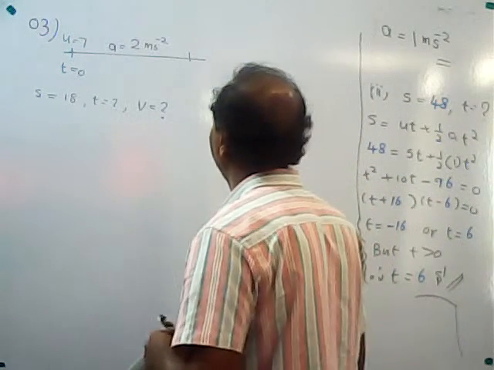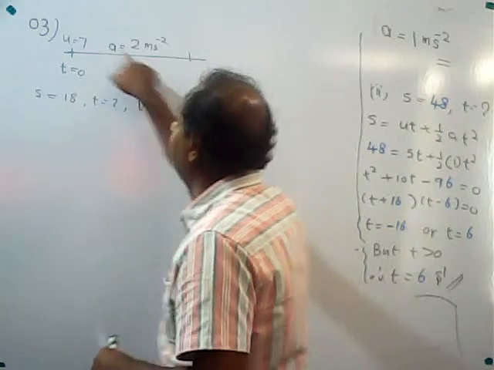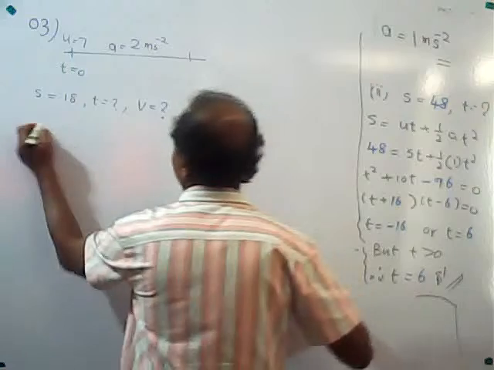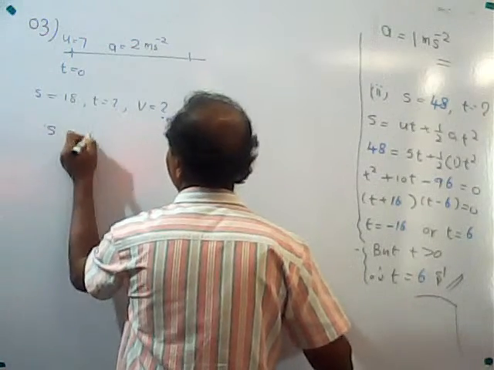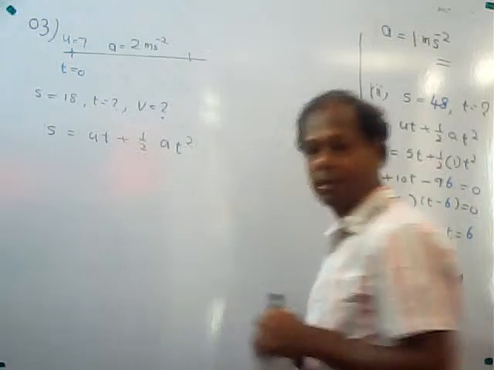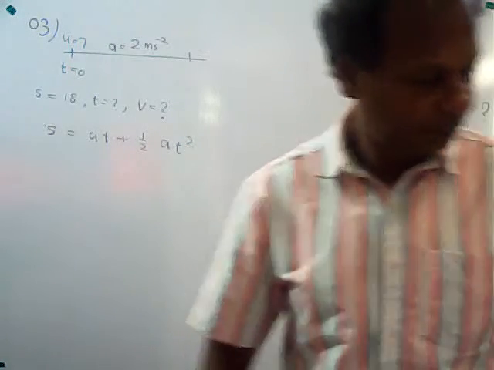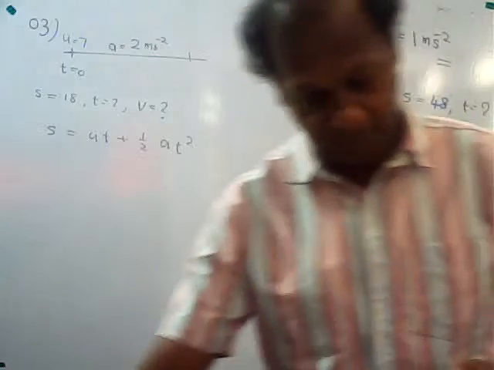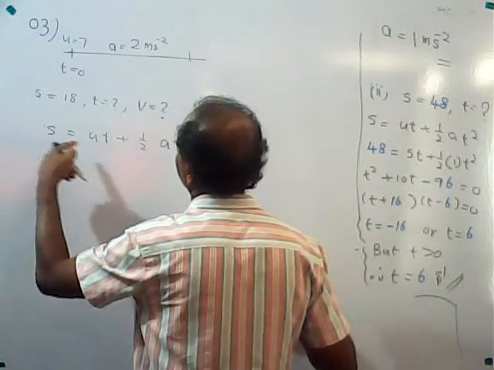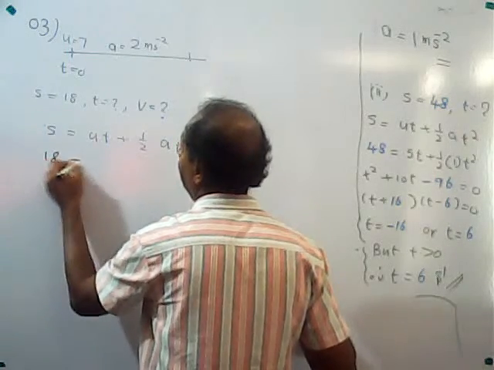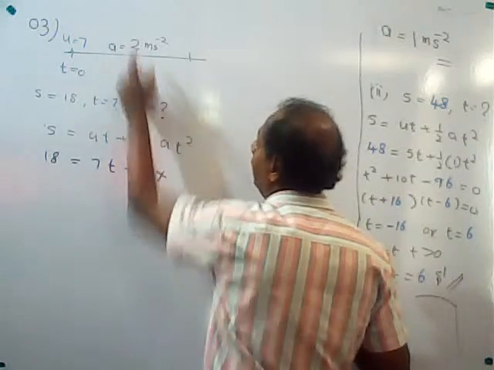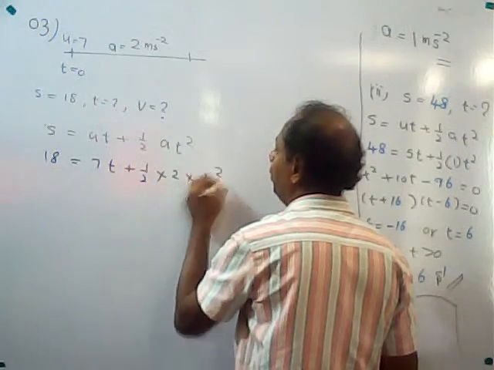Right. This time acceleration is given, u is given, s is known, asked to find t. So we can again use s equals ut plus half a t square. Part 3. S is 18, u is 7, t plus half, acceleration is 2, t square.